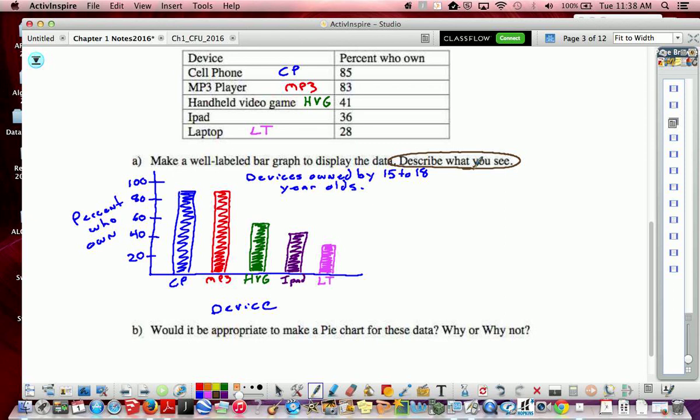So I might say something like this. The majority, so majority, if you remember back in the days, means more than 50%. So I could maybe even say the vast majority of 15 to 18-year-olds own a cell phone and a MP3 player.